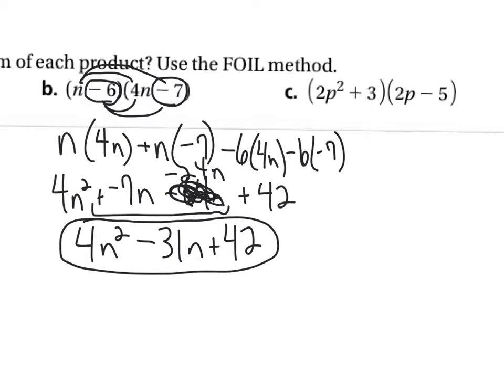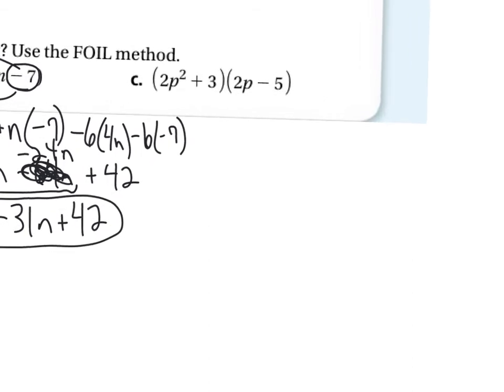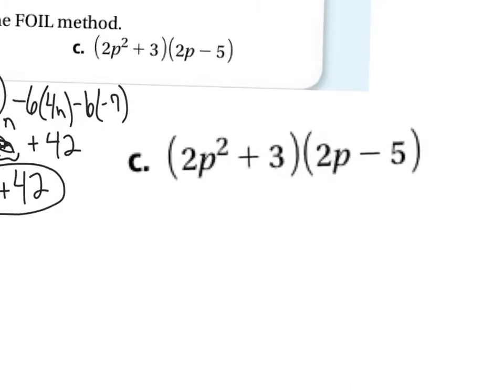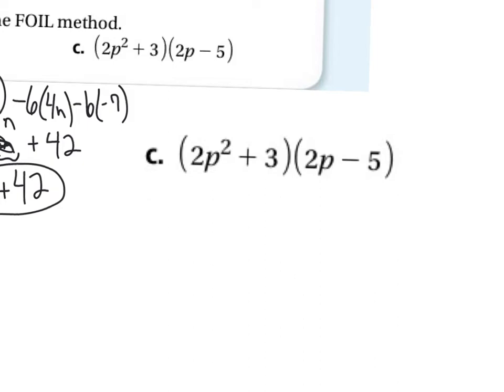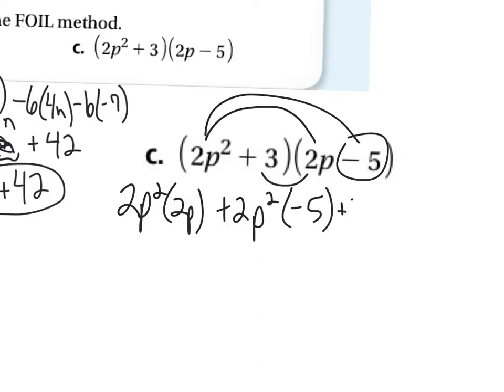And then part C I mentioned we were going to look at just as something a little different. What's different on these is we have already a squared term in our first binomial, so this is going to work out just a little bit different. So 2p squared times 2p plus 2p squared times negative 5 plus 3 times 2p plus 3 times negative 5.